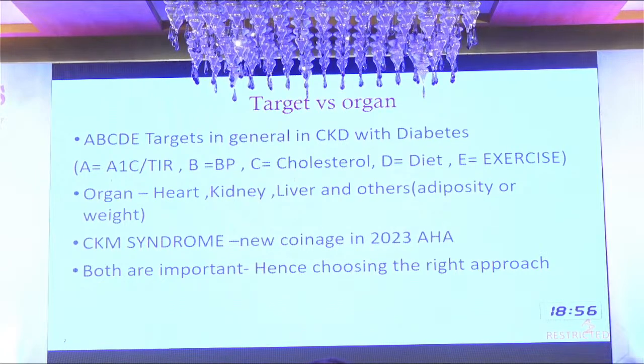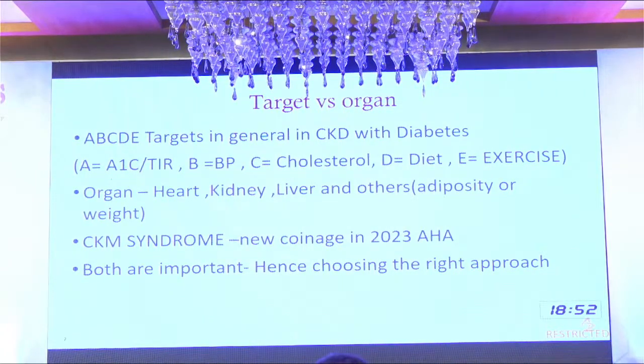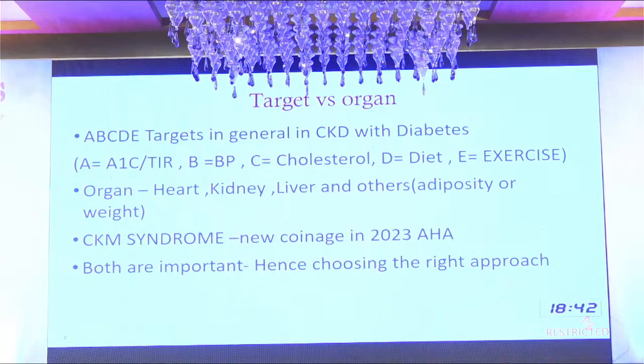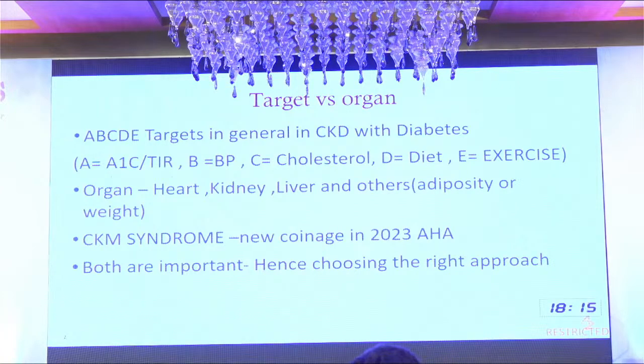When you're talking about organ protection, we have to choose an approach and a target which protects the heart, the kidney, the liver, and other areas, like reducing adiposity or weight. There's a new term recommended in 2023 by the American Heart Association, that is CKM syndrome, cardiovascular kidney metabolic syndrome, because this is a conglomeration of risk factors occurring together, and it has to be appropriately targeted in a patient who has all these combinations to get to the goal. So both approaches, treating to target versus treating the organ, are complementary, and we need the right combination, a right mix, to get the best result.